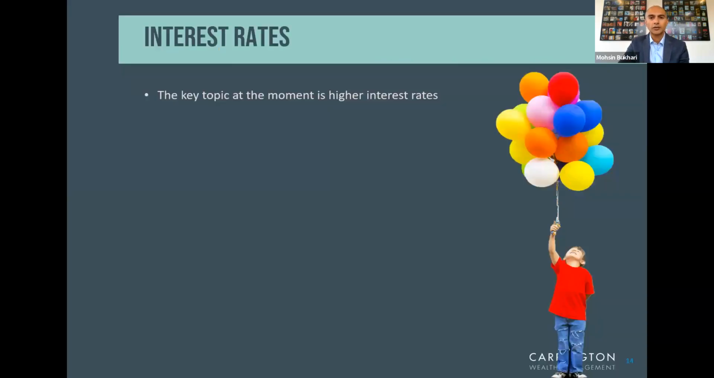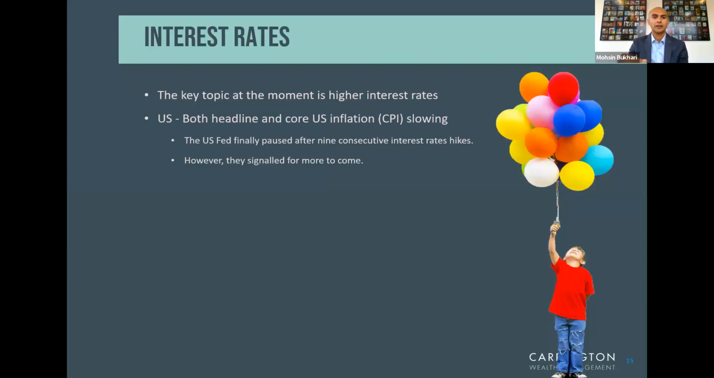So again, just on interest rates, a key topic at the moment. Let's start with the US. The positive is that inflation is coming down. That's both at the headline level and at the core level. The core is the one that's more important. It's what the US Federal Reserve focus on. Both of those numbers are now coming down, and have been for a while.